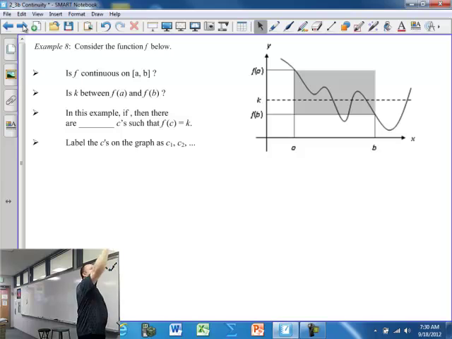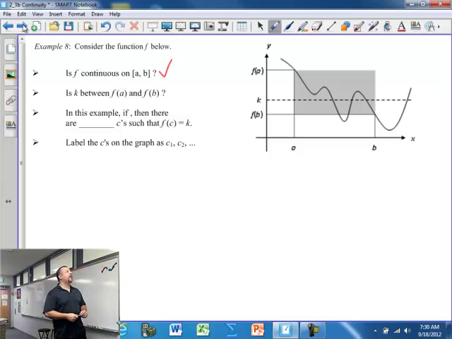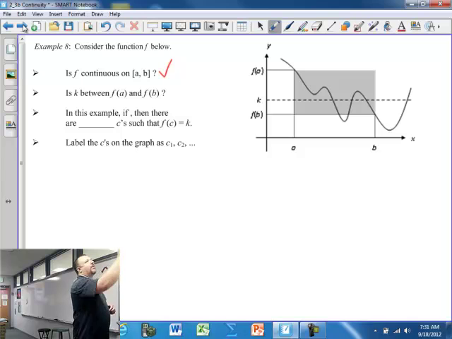Here's a picture. Is F continuous on AB? Check. That means the intermediate value theorem is allowed to be applied. Plain and simple. Is K between f of a and f of b? Well, I have labeled f of a and f of b. Here's f of a, it's the y value right there, and f of b is the y value at the other side, and K is some y value between them both.